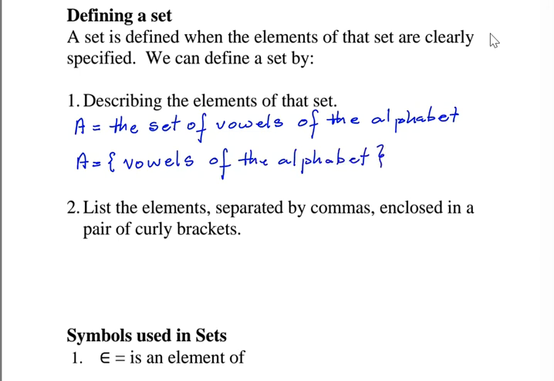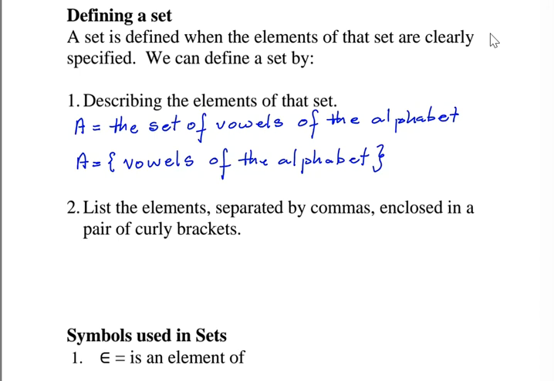So both of these are saying, here I'm defining the set A by describing its elements. I can do it as it's done at the top or as it's done at the bottom, which is to put in curly brackets, vowels of the alphabet. And the curly brackets themselves mean the set of, and then the rest would be vowels of the alphabet.